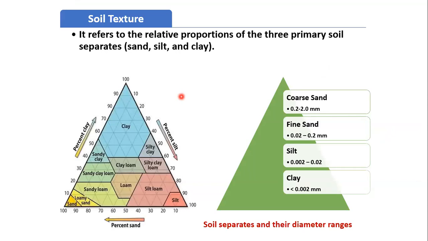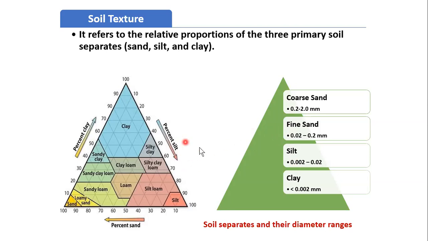We know that soil texture is basically the relative proportion of sand, silt, and clay. If we know the concentration or the percentage of sand, silt, and clay in a soil sample, we can determine the texture class by using this triangle. We have already discussed this in detail in the theory lecture.